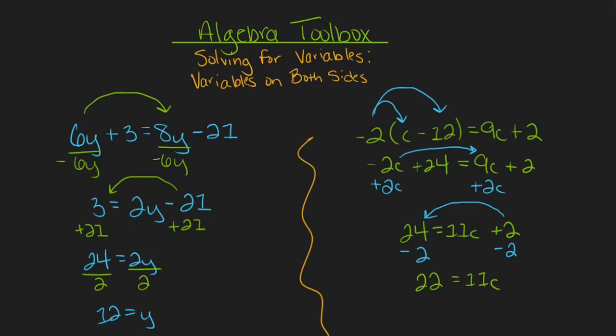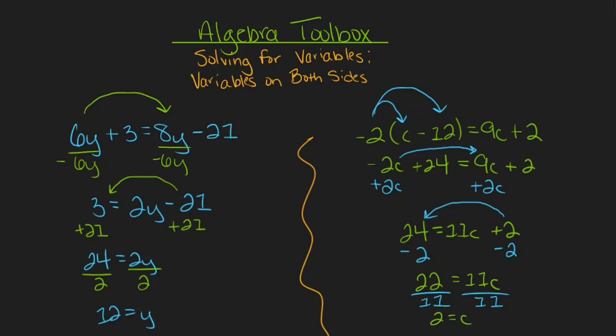Finally, I need to break the relationship between 11 and c to get that variable completely on its own. I recognize that this is a multiplication relationship, so I will break that multiplication relationship with division, dividing by the coefficient that we want to get rid of. And once I divide on both sides, I'll get that 2 equals c.